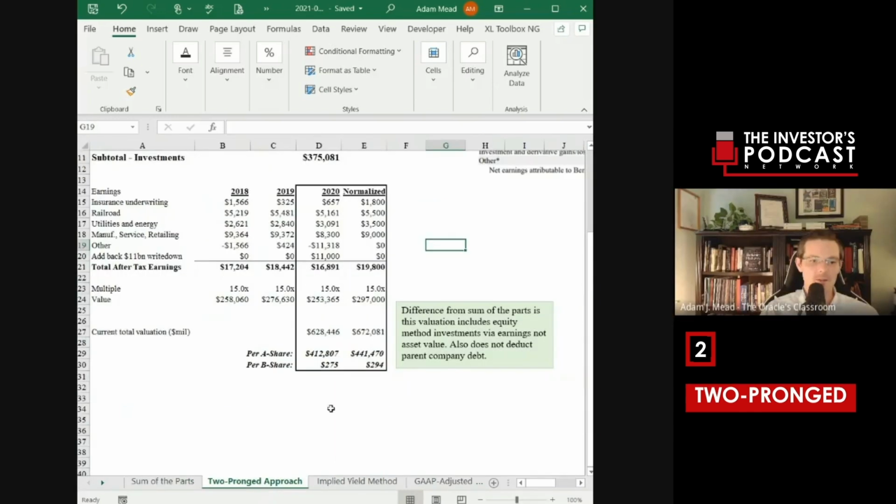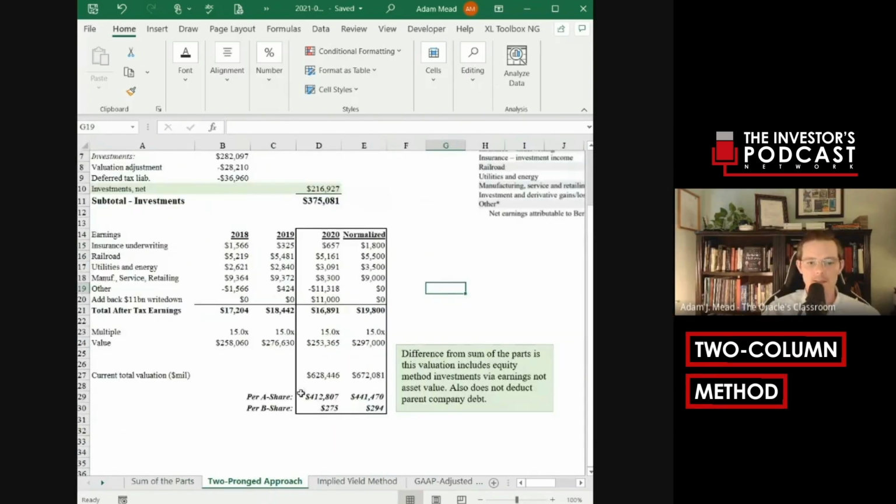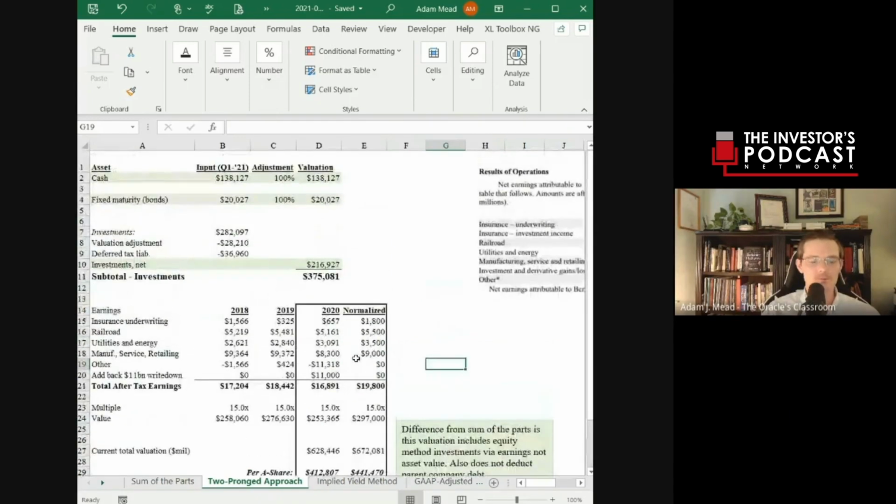So the two-prong approach, or the two-column method, as it's sometimes been referred to, Buffett in his letters has used per share figures for this, per share operating earnings and per share investments. I've chosen to continue the logic that we've built in the sum of the parts and use a company level analysis, and then at the end say what things are worth on a per share basis. But you're certainly appropriate in starting with the per share figures to do this.